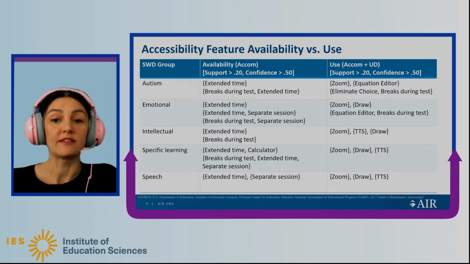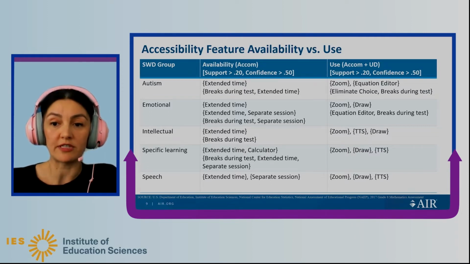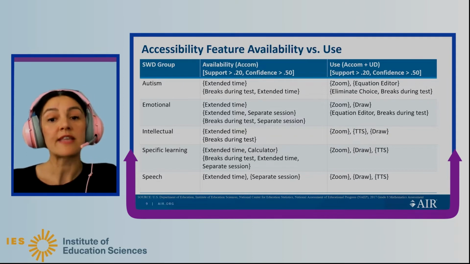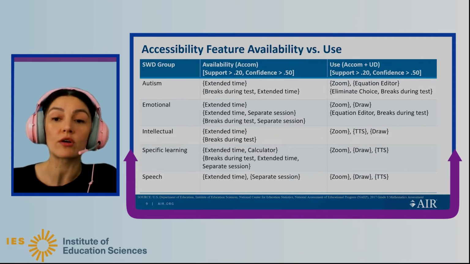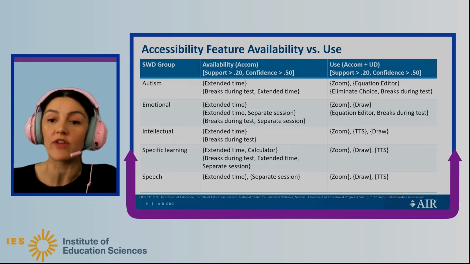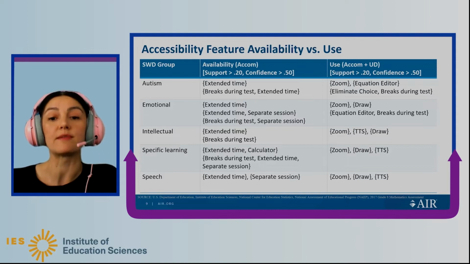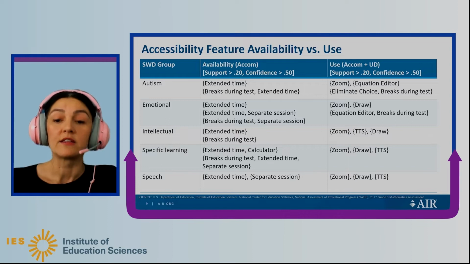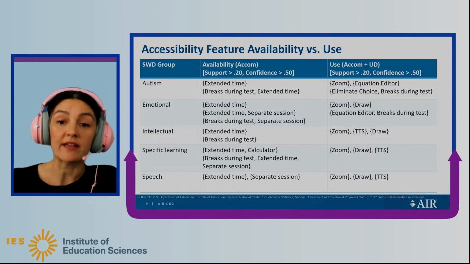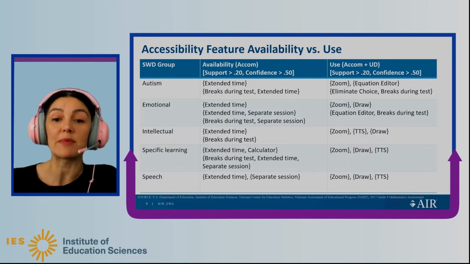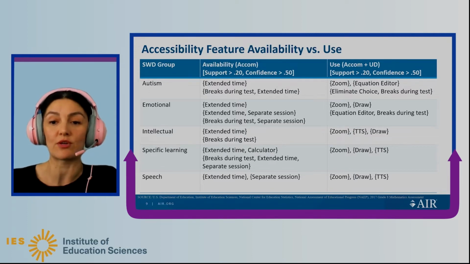First column in the table shows 5 disability groups that we are focusing on. Second column shows commonly occurring sets of accommodations granted to the students. So this is availability of accommodations. We observe that across all disability groups, extended time is the most common accommodation made available to the students. Next, the pairs of extended time and breaks during the test and extended time and separate sessions are the most common combinations of accommodations.